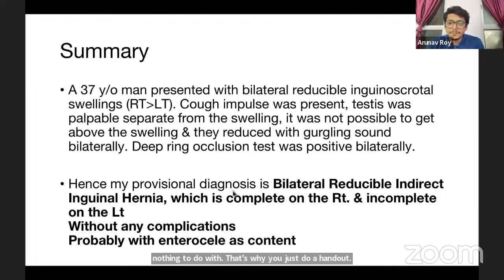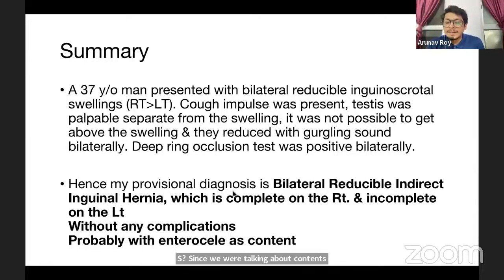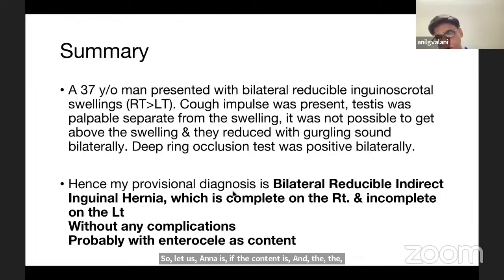What is a Littre's hernia? Since we were talking about contents. Littre's hernia is if the content is a Meckel's diverticulum, sir. Now, who came first, Littre or Meckel's?